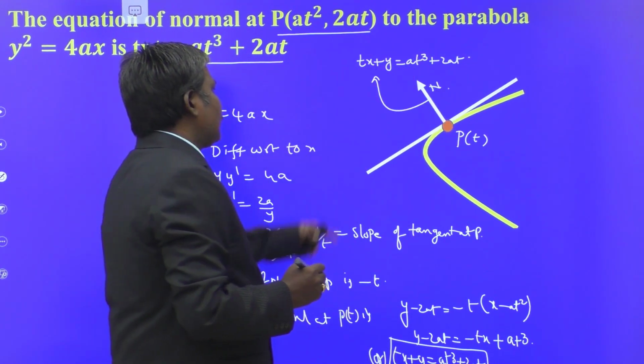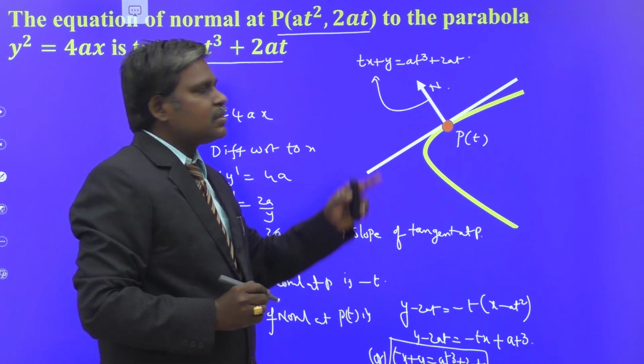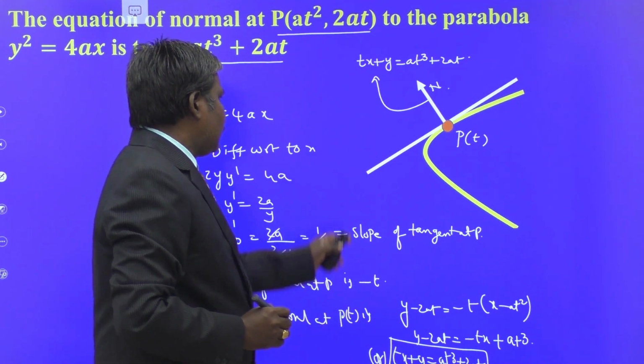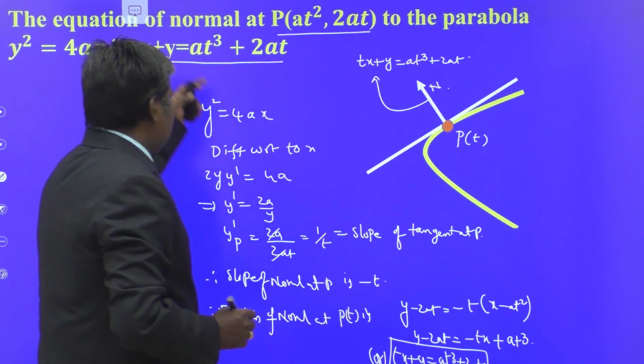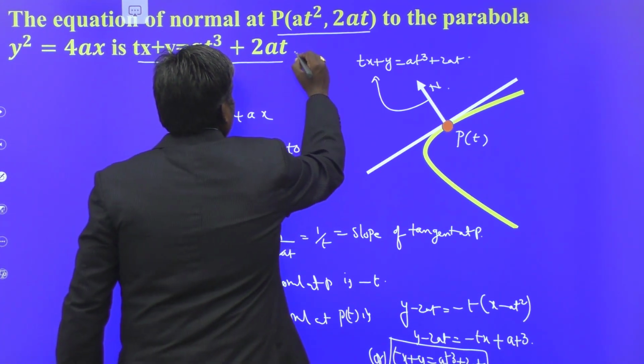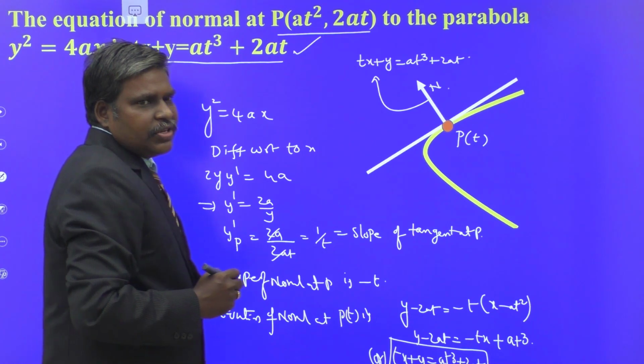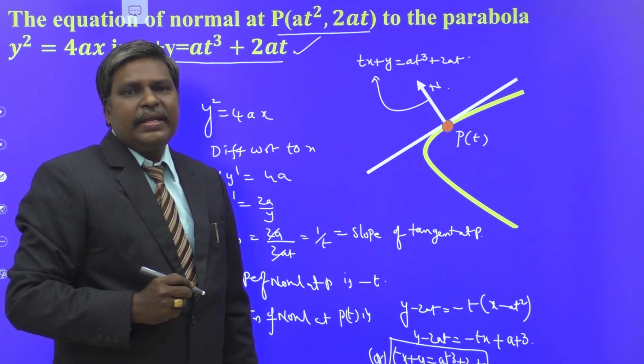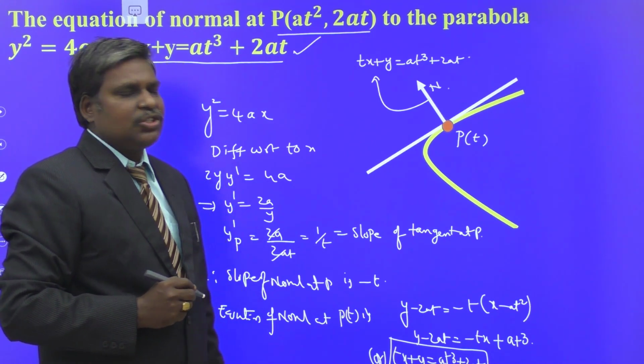So what is the slope of the normal at P(t), my dears? Minus t. The slope of the normal at P(t) is minus t. This is the simple derivation to write the equation of the normal at P(t). What is the equation of the tangent at t? yt = x + at².